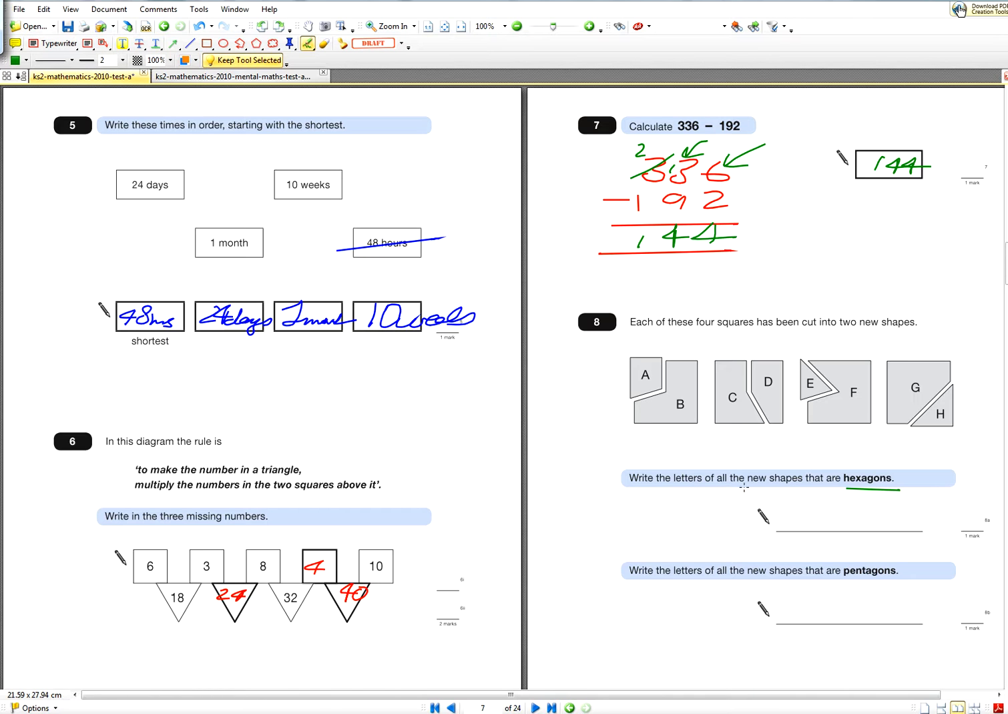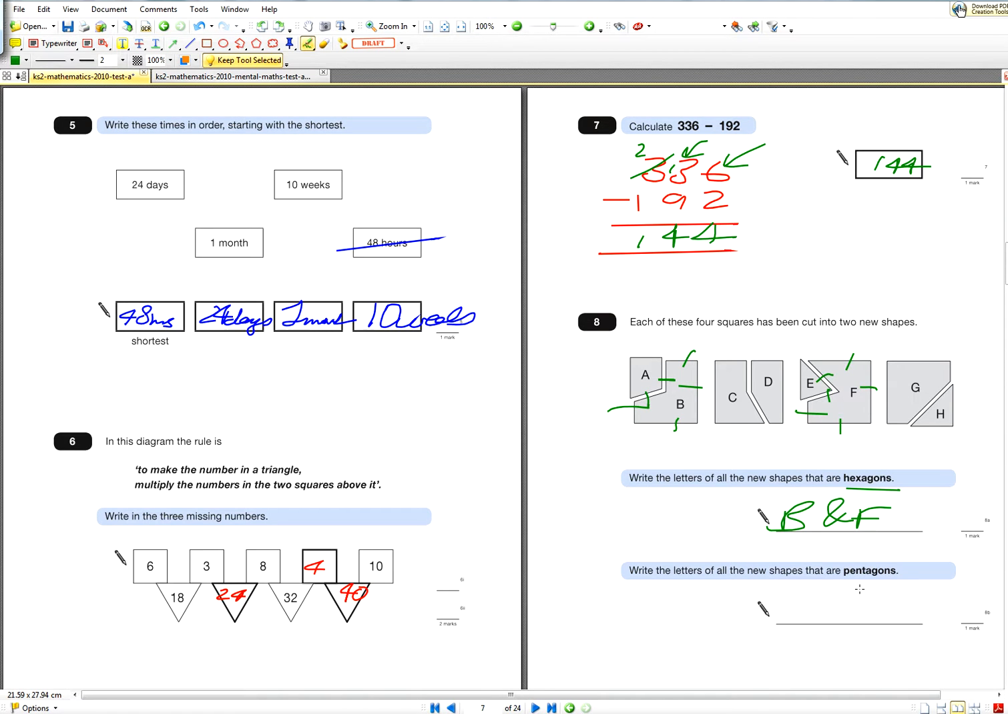Any length. That's called an irregular hexagon. If all the lengths are the same, it's called a regular hexagon. Good, excellent. Write the letters of all the new shapes that are hexagons. Mr. Kamal, Mr. Qasim, give me some of the letters, please. B and F. So 1, 2, 3, 4, 5, 6, and 1, 2, 3, 4, 5, 6. Okay, now write the letters of all the new shapes that are pentagons.